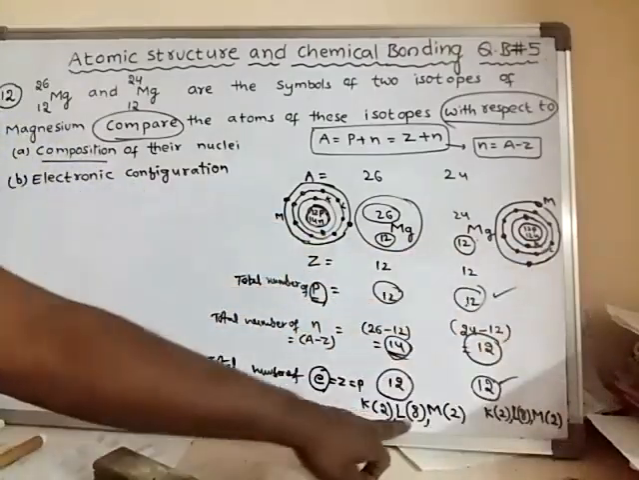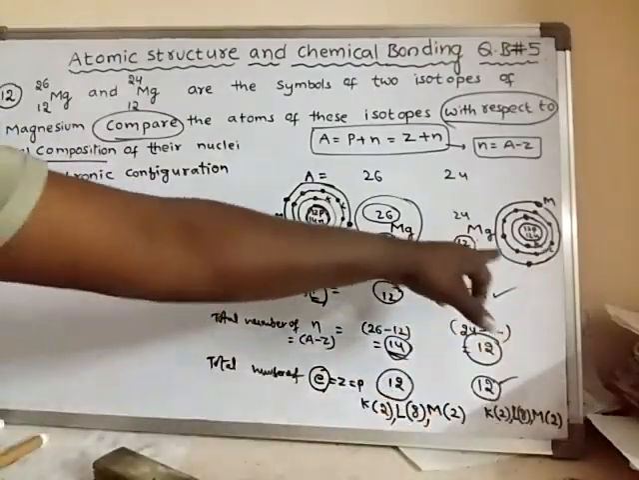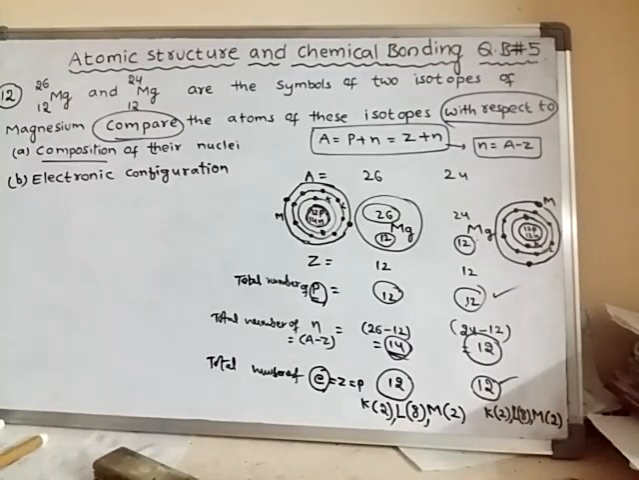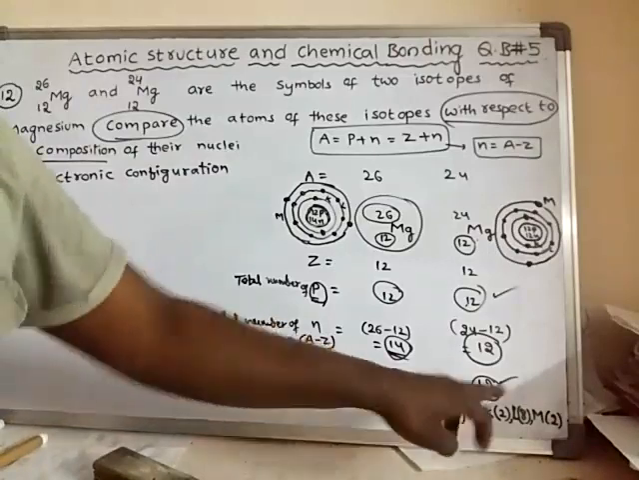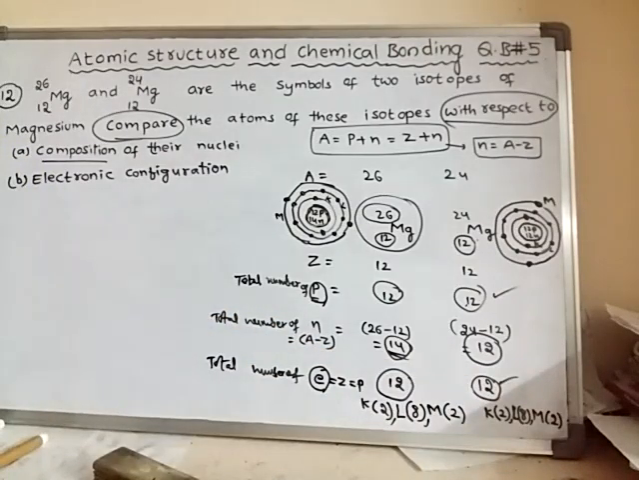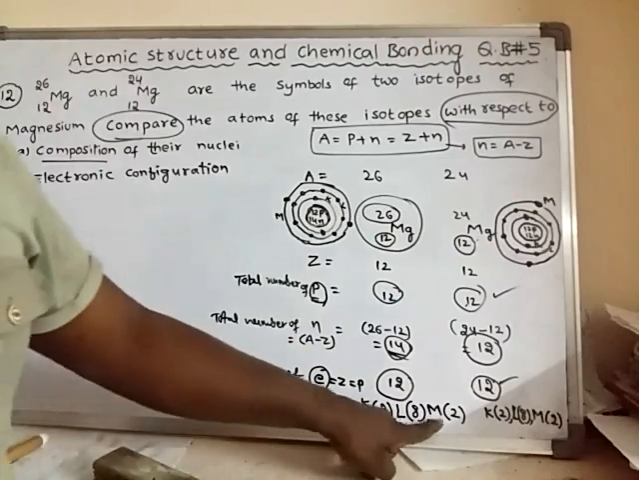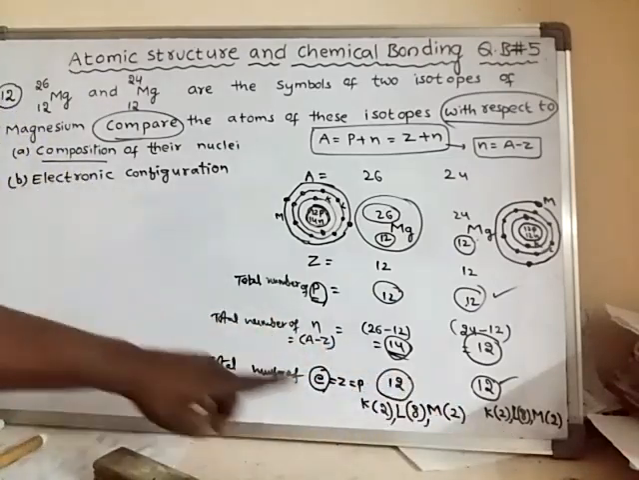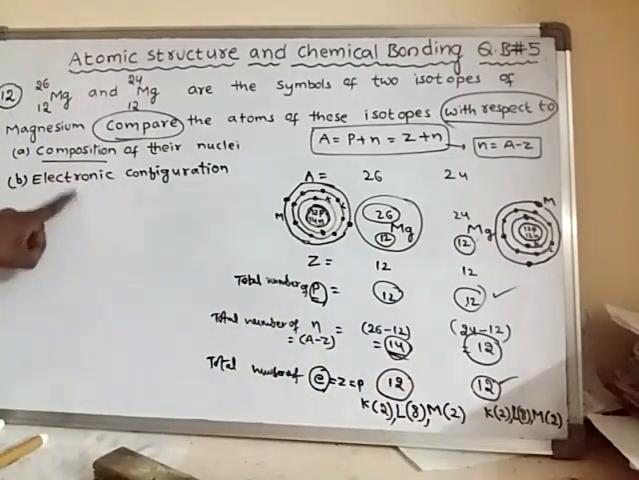See, if you compare the electronic configuration of these two atoms, they are the same, they are similar, because they possess the same number of electrons. Atoms, when they possess the same number of electrons, generally possess the same electronic configuration. Okay, so this is the electronic configuration. This is the answer for this sub question B.